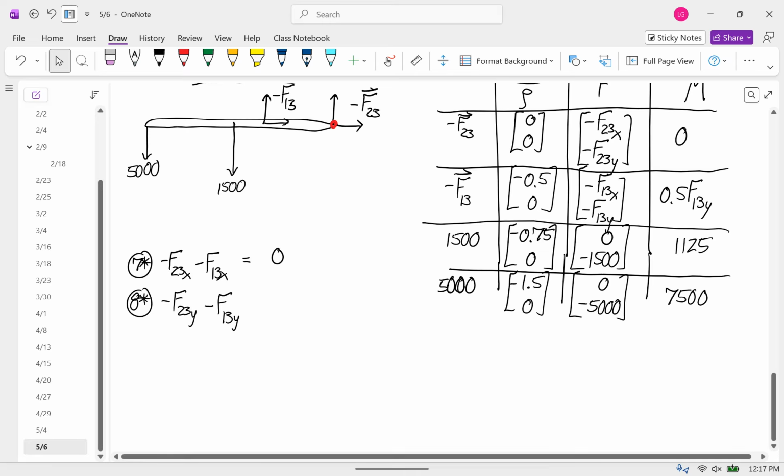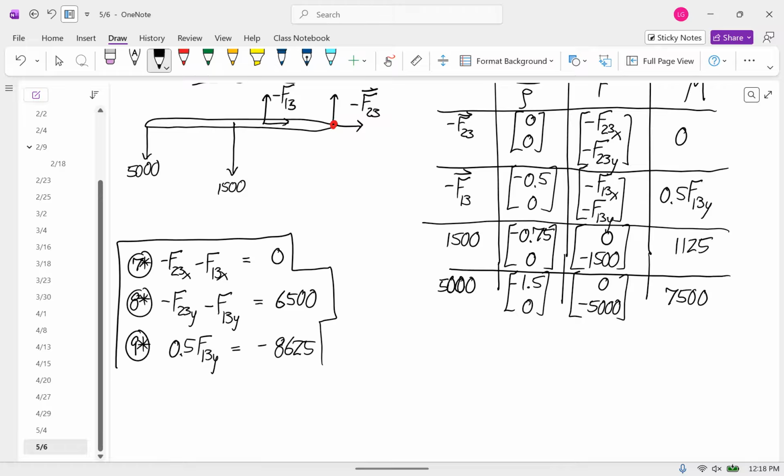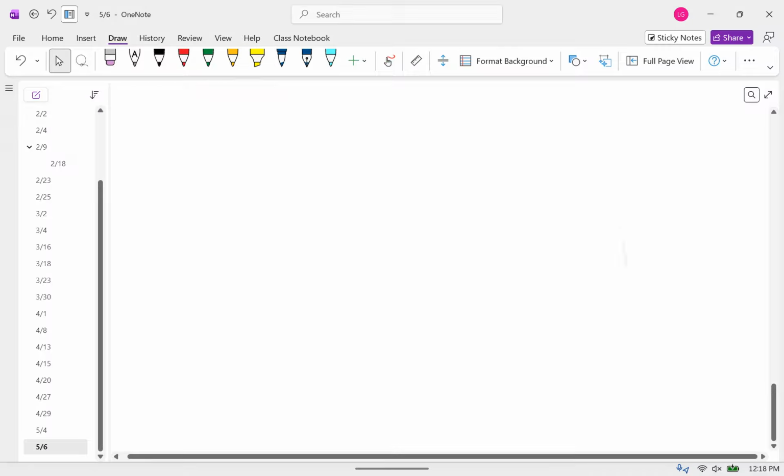Okay, so we got these, and then they add up, moving the constants to the other side, positive 6,500. And then equation 9 star, the last one, says 0.5 F13y is equal to negative 8625. And now we have this system of 9 equations for 9 variables.